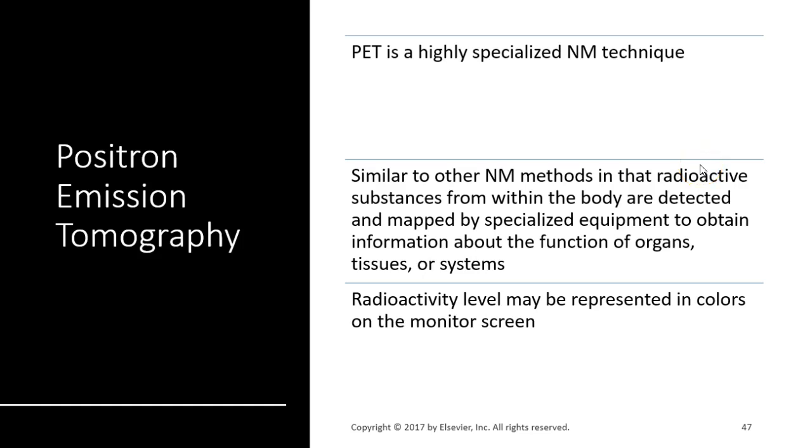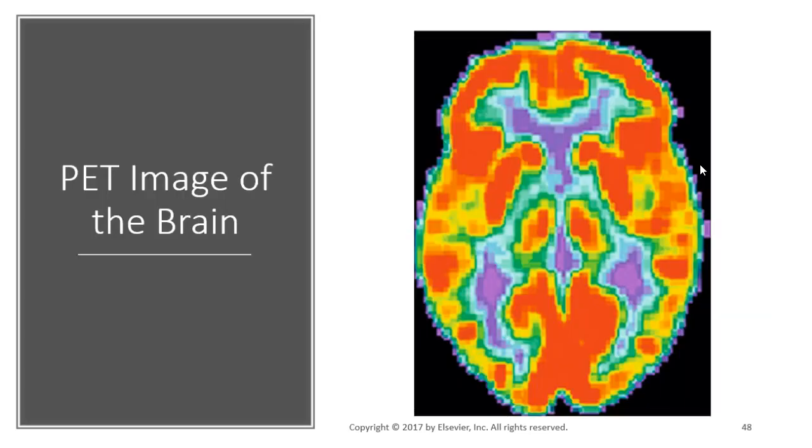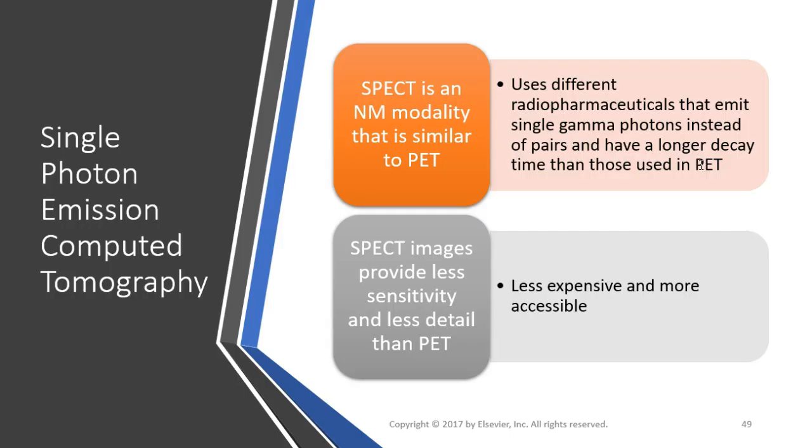Positron emission tomography, it's called PET, is a highly specialized nuke med technique. Similar to other nuke med methods, radioactive substances from within the body are detected and mapped by specialized equipment to obtain information about function of organs, tissues, and systems. So radioactivity level may be represented in colors on the monitor. So positron emission tomography is really big with staging patients for oncology. So here is PET of the brain, so you can see all the different colors, and it's based on the function and uptake of the tracer which they gave.